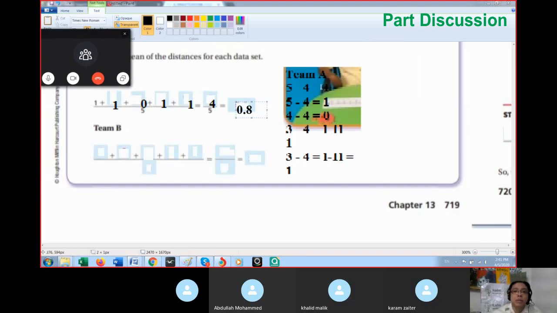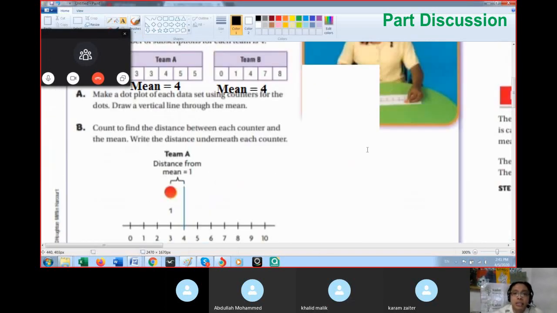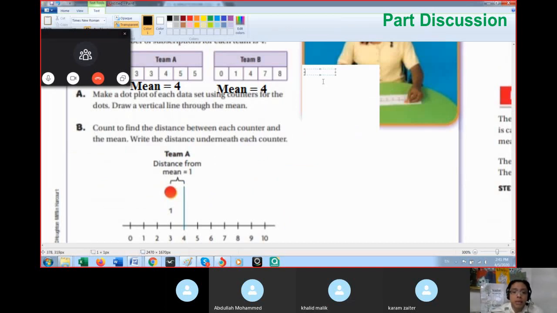Next one. Now for team B, let us arrange the numbers of team B. That's how you should do it, so you have to look at this one properly. We have 0, 1, 4, 7, and 8. All of them we are going to subtract by 4. Minus 4, minus 4, minus 4, minus 4, and then minus 4.